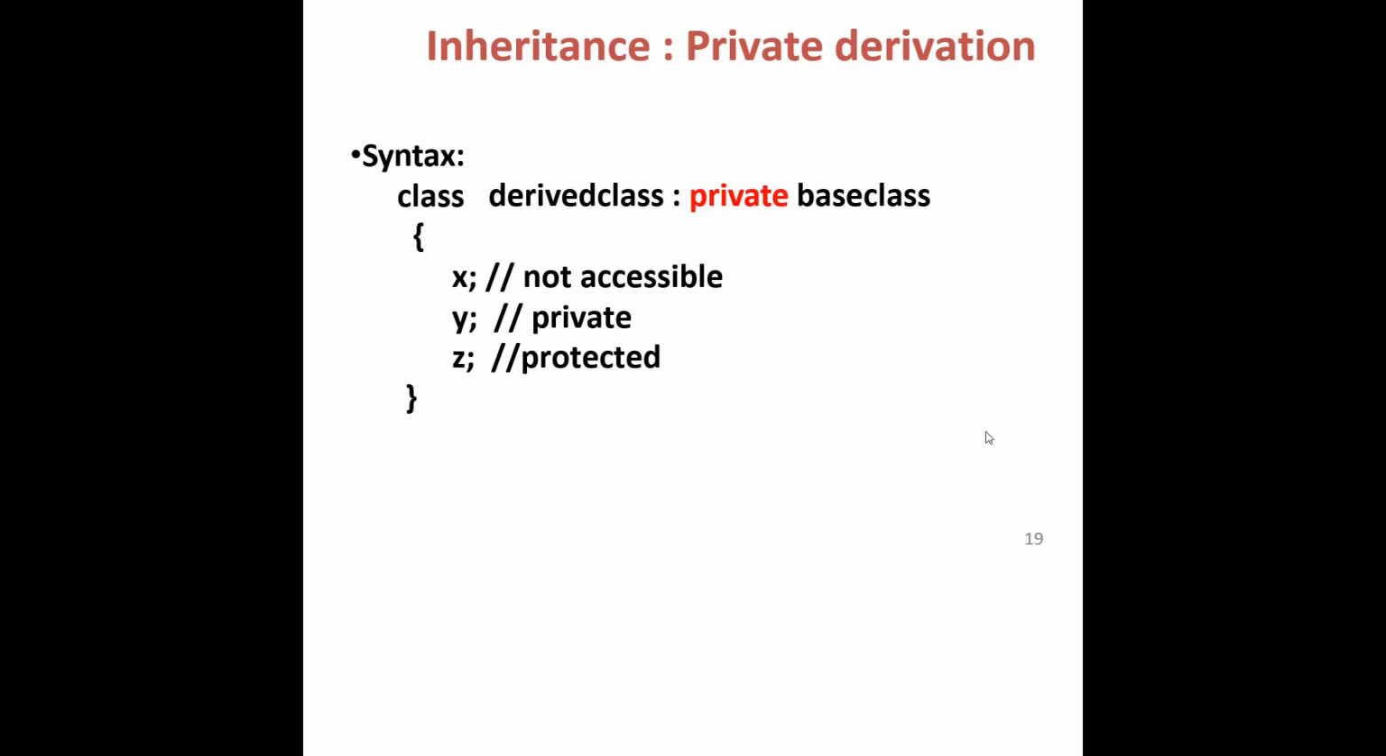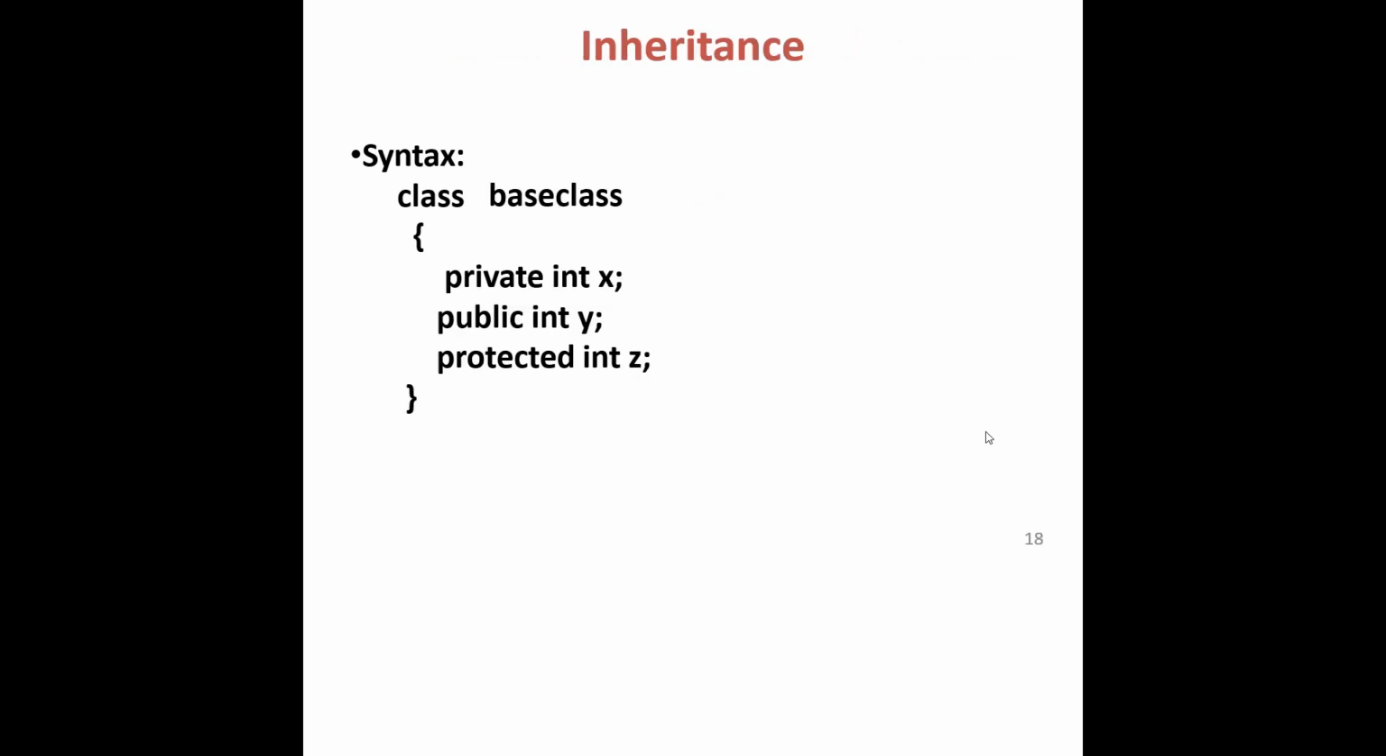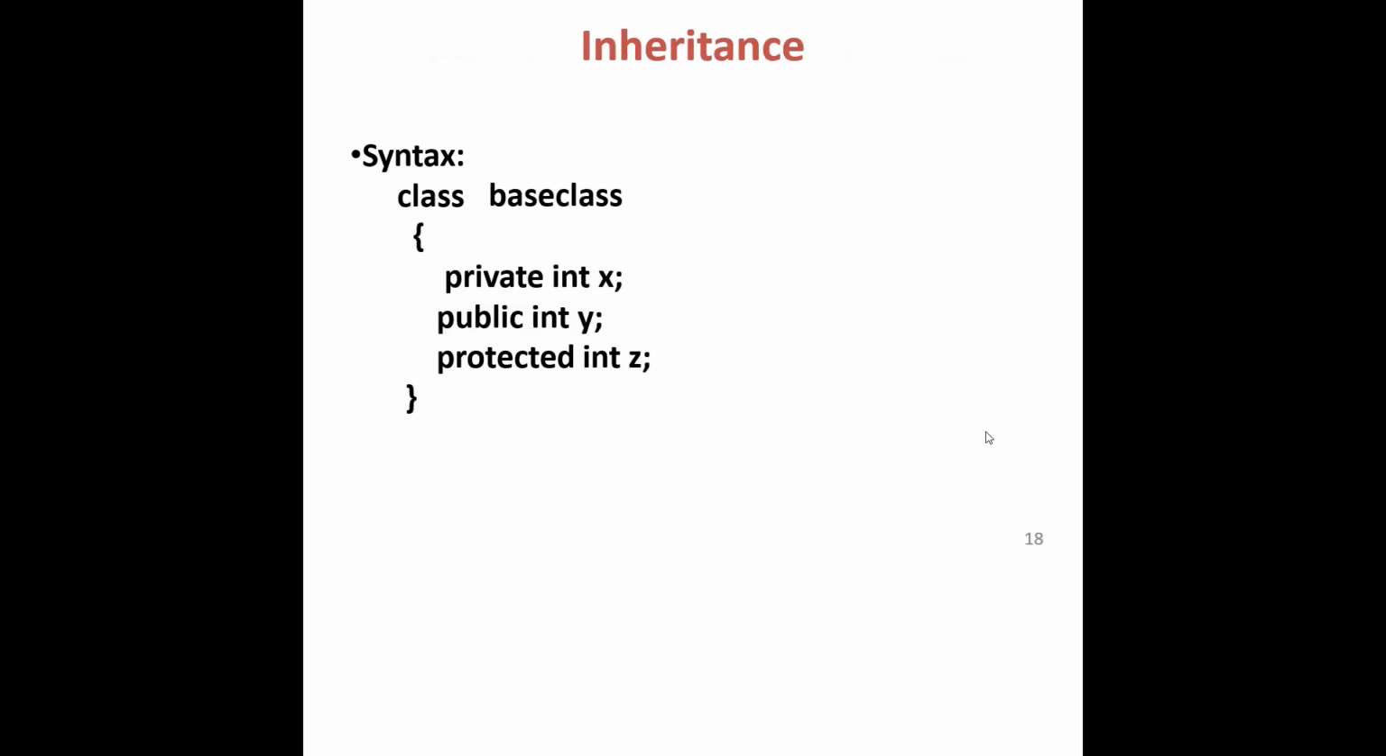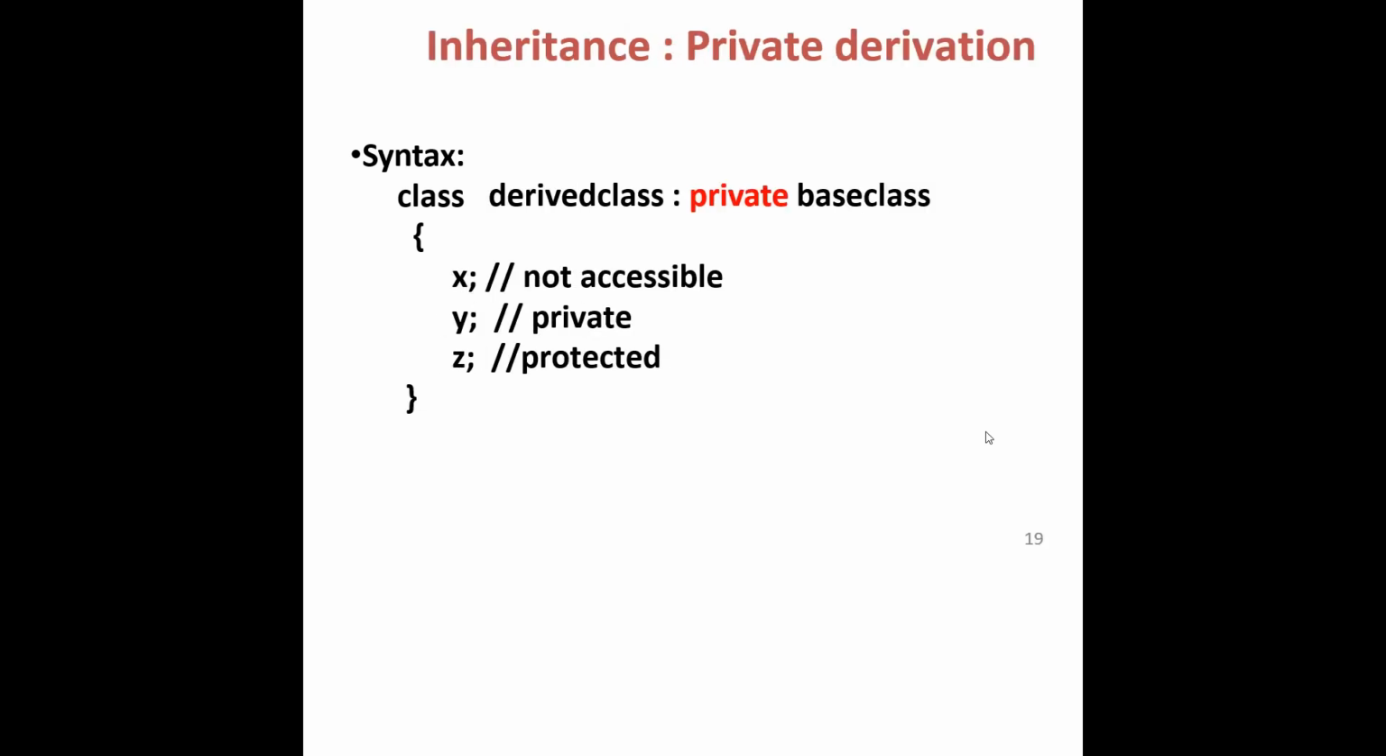Now the inheritance using private declaration, syntax: class derived class colon private base class. Now in the derived class, the member x is not accessible because x is declared private in the base class. Okay, see, x is private, but y is public. But the access mode for inheritance is private, so it will become private, and z is protected, so it will be protected in the derived class.